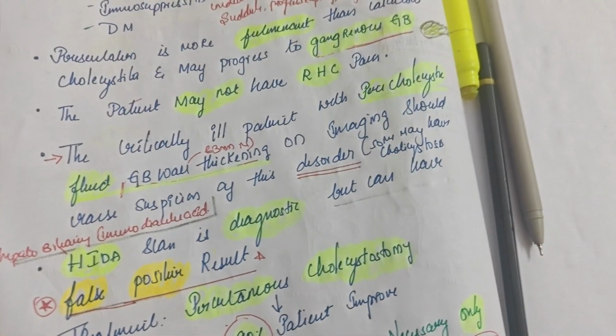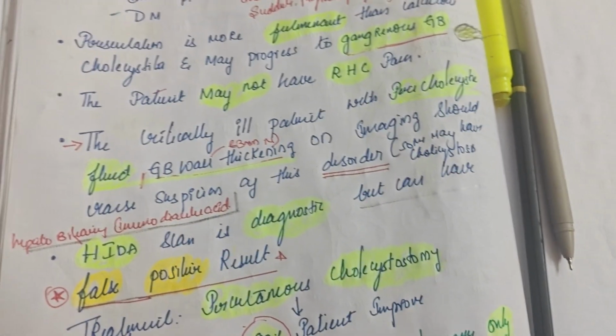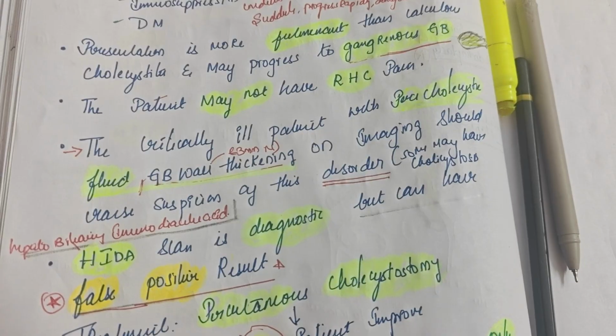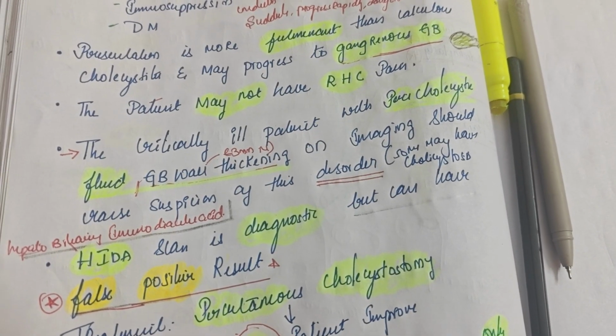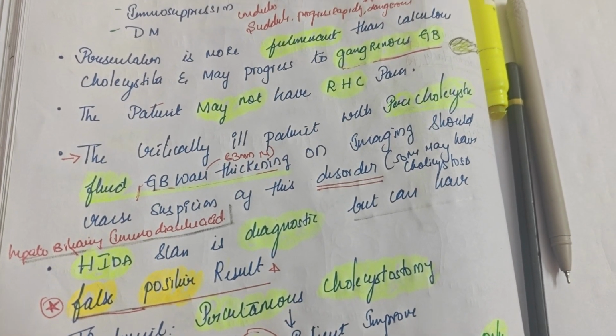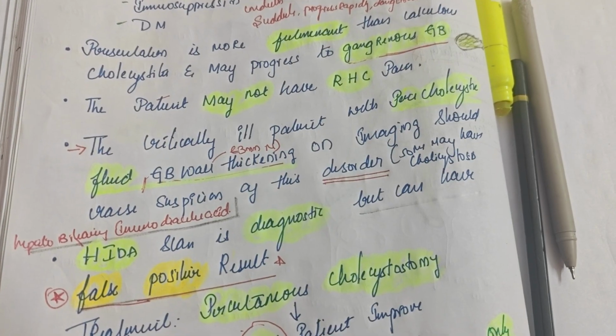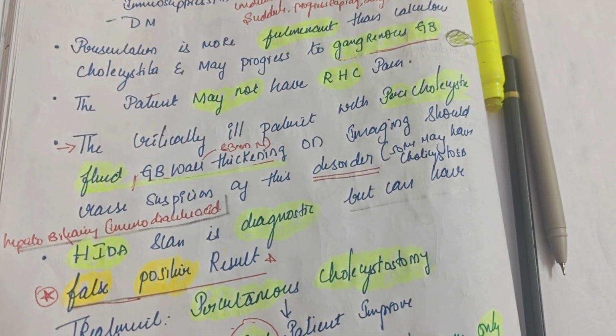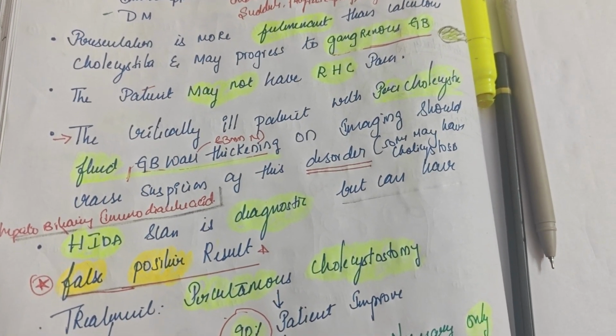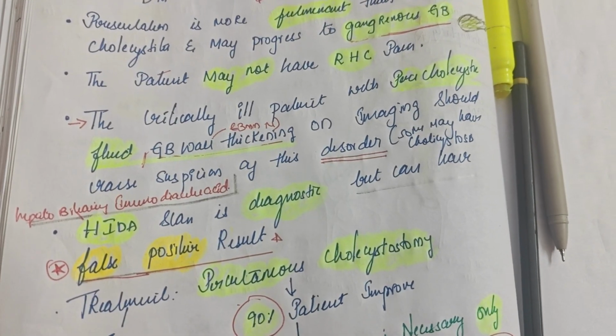So you're not supposed to neglect an ill patient, and if they have pericholecystic fluid, or if the gallbladder is thickened, more than 3 mm on imaging, it should raise a suspicion of this disorder, right?